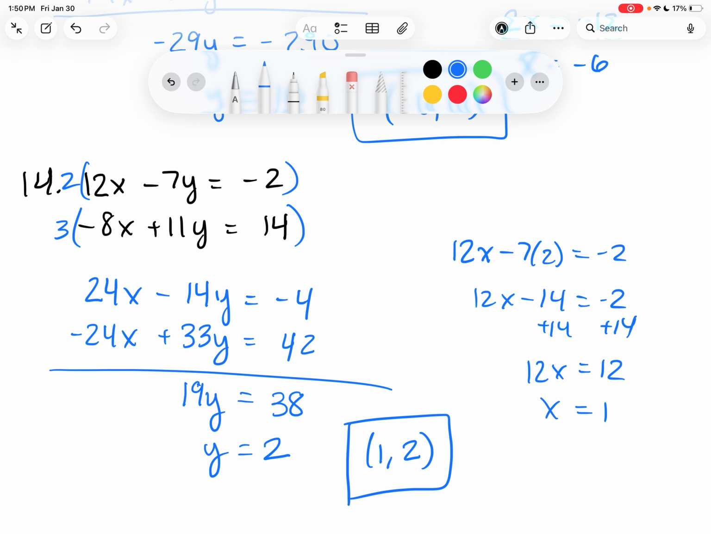So then I got 19y equals 38. So y equals 2. And then I chose to plug it into the top one. Based on what y'all have been doing, I'm guessing you may have plugged it into the bottom one. Anyway, so that gave me 12x minus 14 equals negative 2. So 12x equals 12. And then x equals 1. Questions on that one?